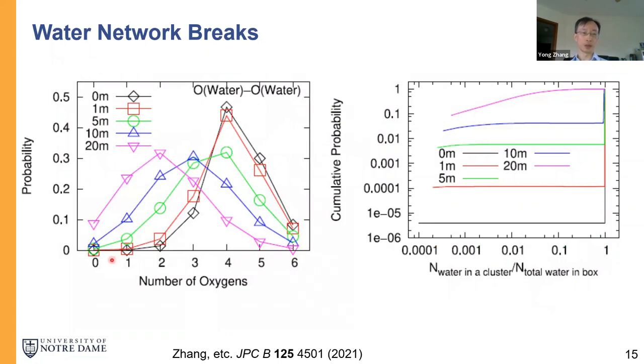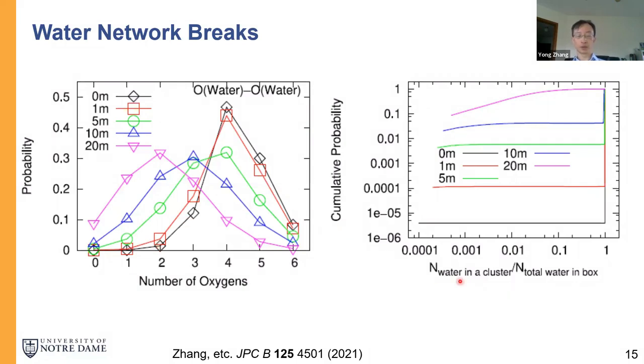Here I show you the coordination number between water and water and their probability. You can see in pure water, black, and the low salt concentration case, the water coordination number is 4 on average. At higher salt concentration, this peak shifts to a lower coordination number. At 20 molal, the most probable coordination number is two. Coordination number four is like a tetrahedron structure, while coordination number two will be more like a linear, chain structure.